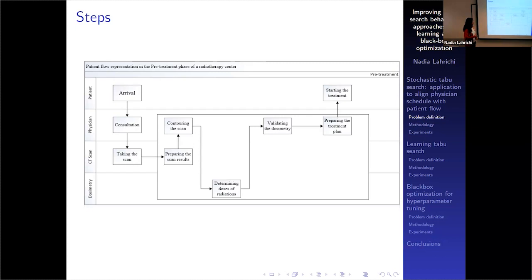Then you have a complete step that we call the pre-treatment, where things are happening with the results. Basically, the physician will be doing the contour, and then someone will be calculating the doses of radiation. Then we would be doing some validation and preparing the treatment plan, and then the treatment can start. If I was working on the booking part, then I would be working on this date here.